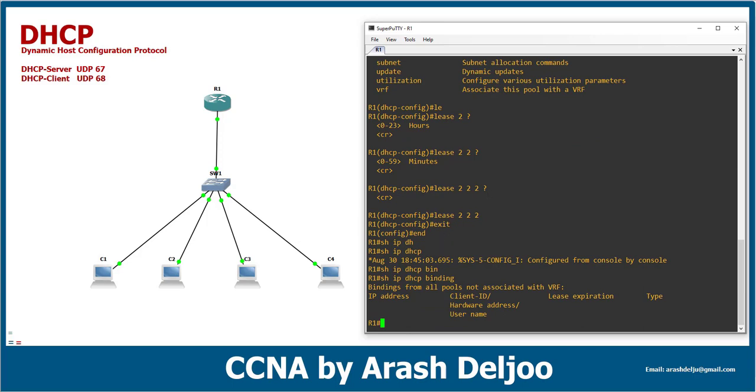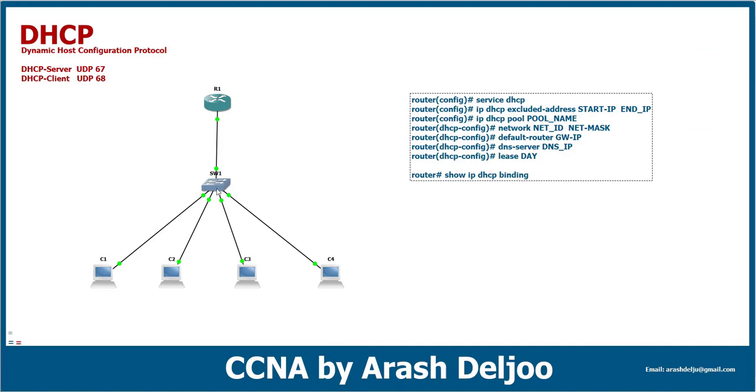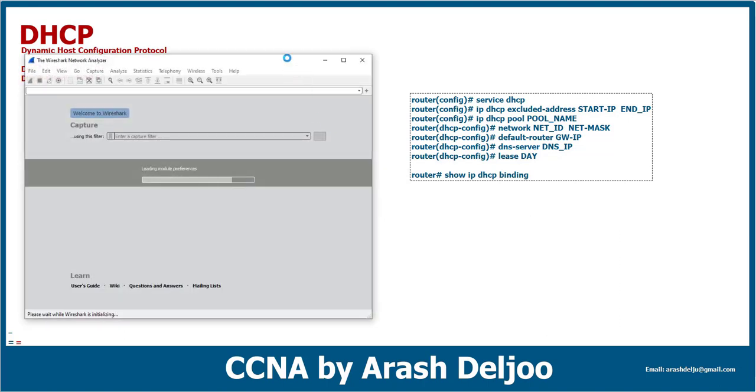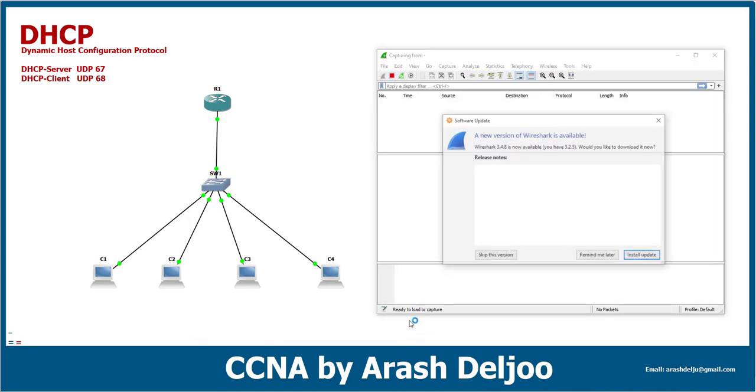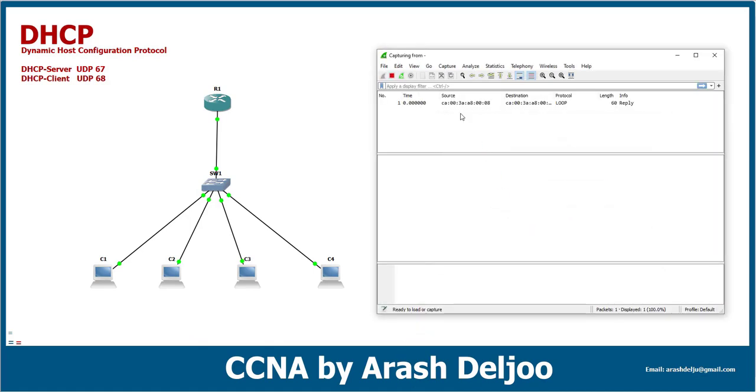Let me take an IP address in C1, C2, C3 and C4. If you want, you can also capture this link for verifying the function by sniffing the packets. Okay, here in C1, now we should send a DHCP discovery to take an IP address. Please show me the DHCP packets.